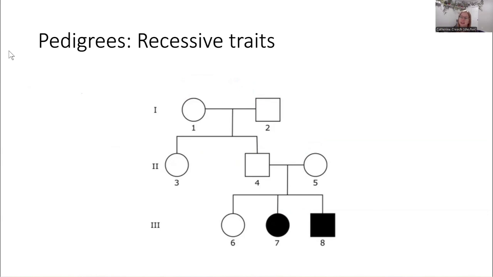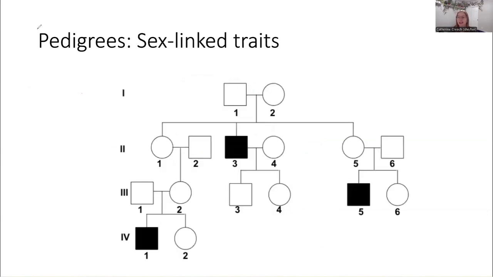All right, and the last one we'll look at is for a sex-linked trait. So a sex-linked trait kind of looks like a recessive trait because we're having offspring that are affected from parents that are not. So it's going to be a recessive trait. But look, it's only men that are affected. And so that's our indicator that this is a recessive sex-linked trait.